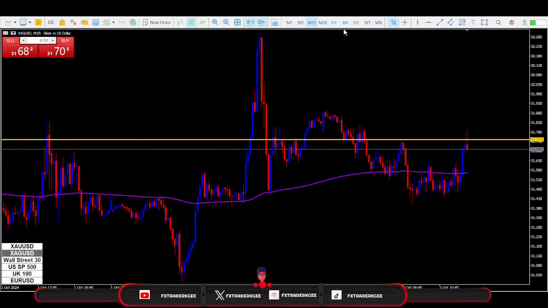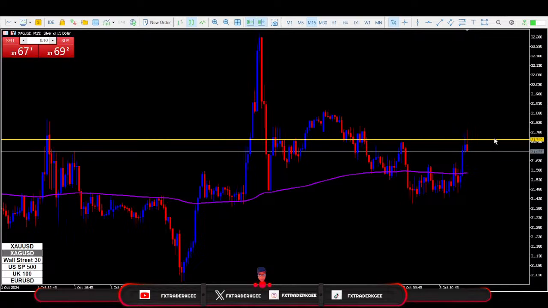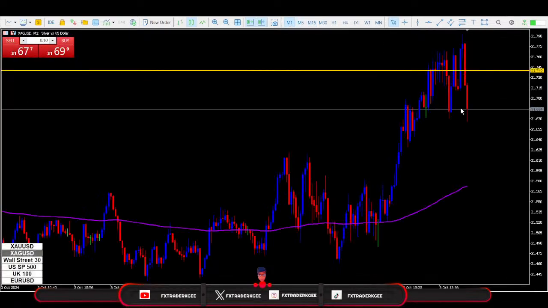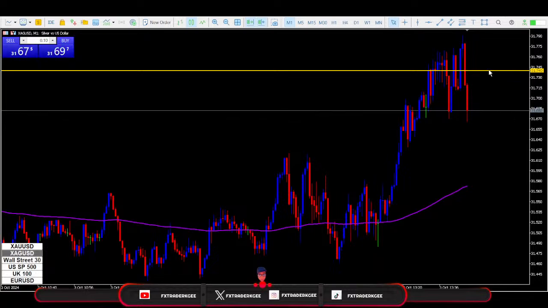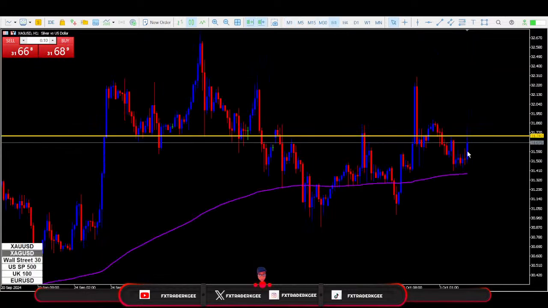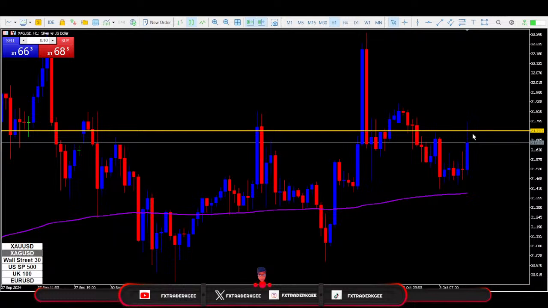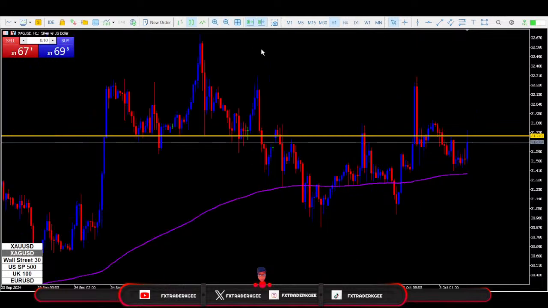Now, the most important thing is that as long as this psychological level here, this horizontal line, remains intact, I told you that price was definitely going to fall, that we are going to be looking at price selling, not minding this big candle on the 1 hour time frame. What happened with the 1 hour time frame, this big bullish candle? The aim is still to sell. The aim for us here is still to sell gold.